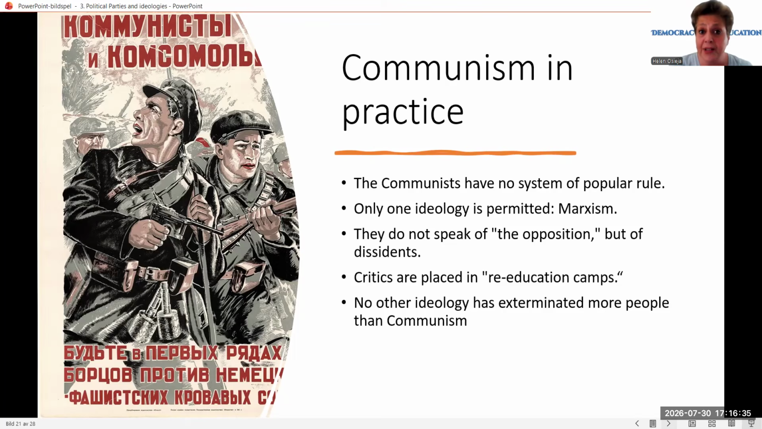No other ideology in the history of humanity has exterminated more people than communism. About 50 million people were killed by Mao Zedong in China as a result of the introduction of Marxism, and about 20 million in Stalinist Russia.